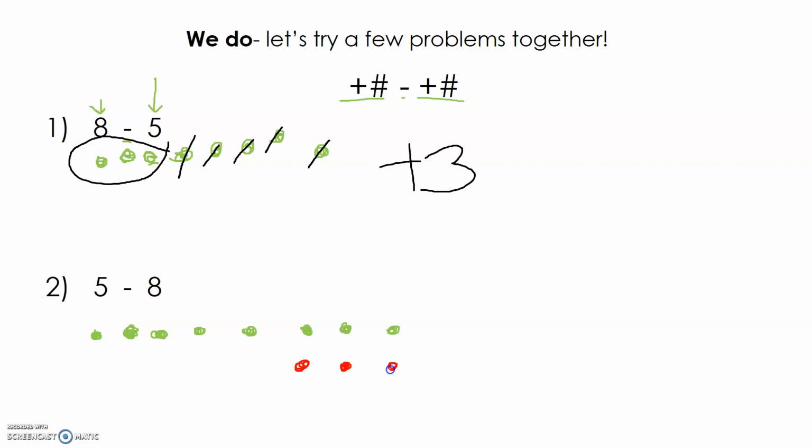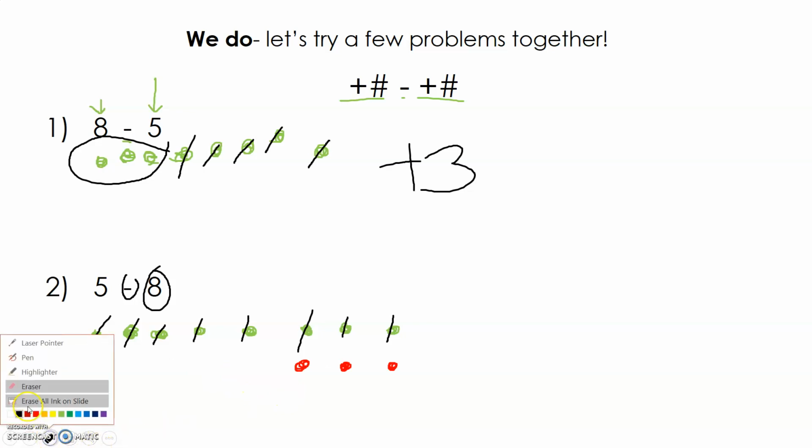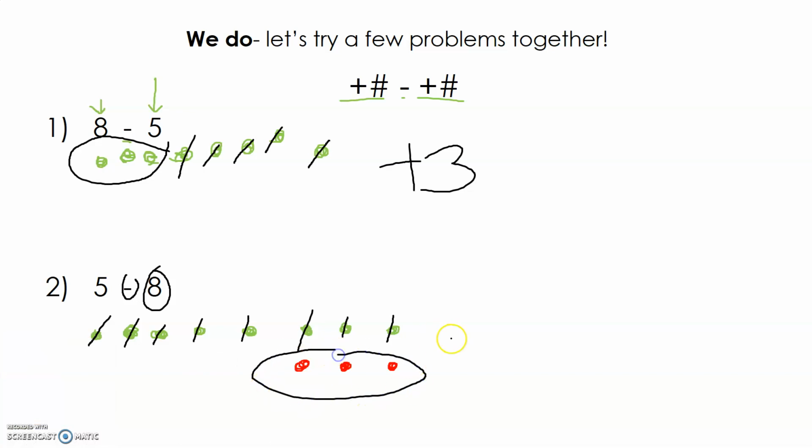Now, since I have 8 green counters present, I can now take away 8 green counters. So I'm going to count 1, 2, 3, 4, 5, 6, 7, 8. What you're left with is your answer. Whoopsies. Let me erase that. So I'm left with 3 green counters. I'm sorry, 3 red counters. So my answer is actually -3.